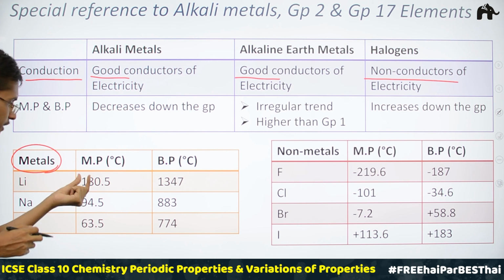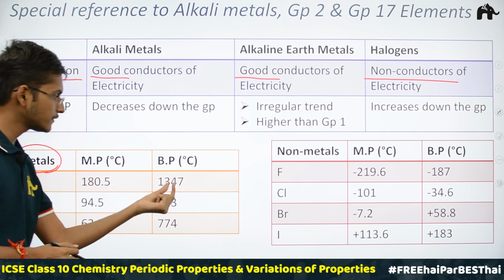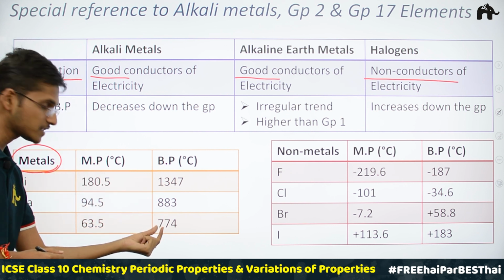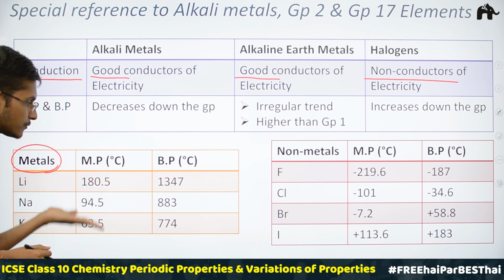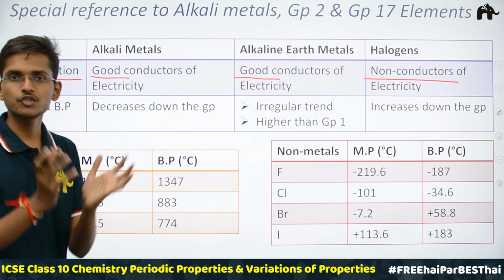Melting point you can observe 180, after that 180, 94, and then 63. Then 1347 is the boiling point of lithium, then moving to sodium 883, and then 774. So we can observe a decrease in melting point as well as the boiling point. Okay, so at that time we just studied in general about metals.